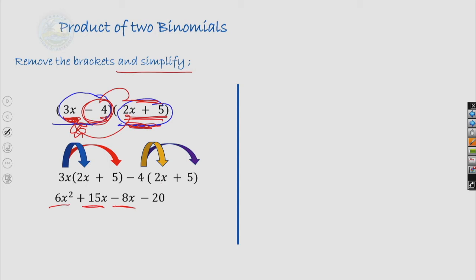So, simplifying them now. Remember the rules for addition and subtraction of algebraic terms. It now becomes 6x squared plus 7x minus 20. And we have successfully removed the brackets and simplified our algebraic expression, the product of two binomials.